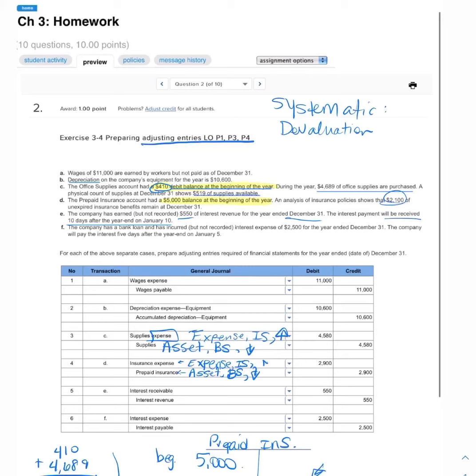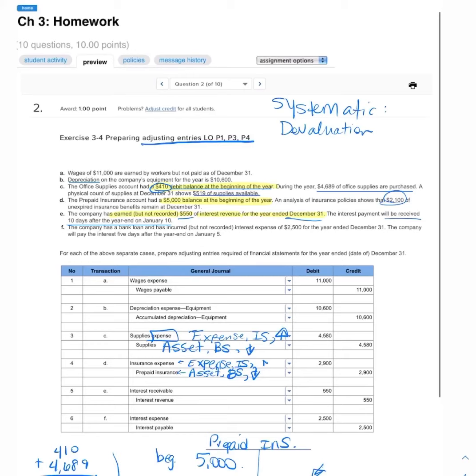Hopefully, you said we need to go ahead and book that now, because it told us here, and it's very important that you see this phrasing, the company has earned but not recorded $550 worth of interest revenue for the year ended. So we're told we have earned this. Once we have earned it, we can book it. So in this case, we have actually earned the revenue.